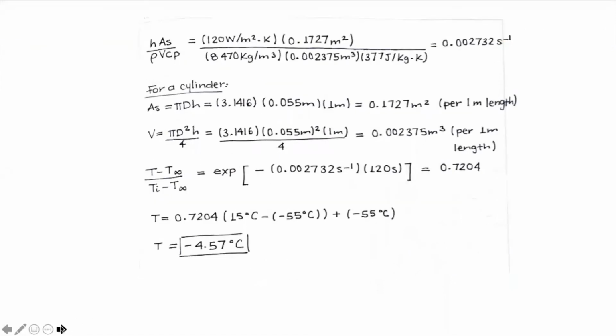So then we use the formula that we have to get the temperature T. As always, I solve term by term before putting in the main formula. This is what I'm doing in here. I'm solving term by term, and I'm doing calculations per 1 meter length of cylinder.